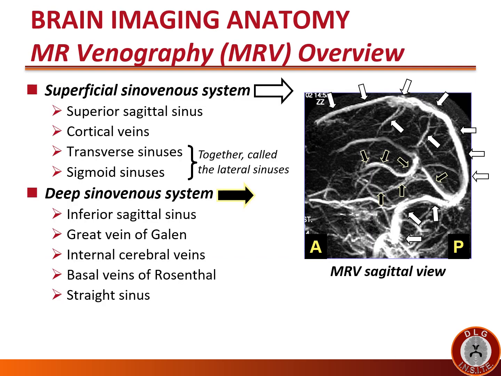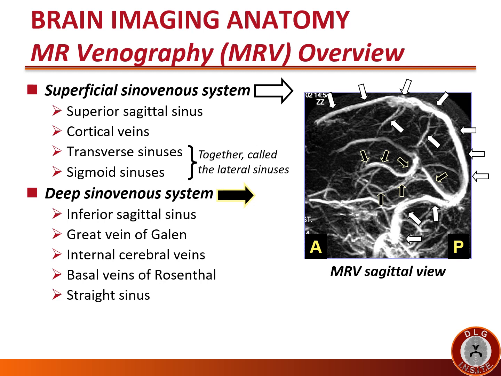Our next topic in brain imaging anatomy is the cerebral sinovenous system, specifically as depicted on MR venography, or MRV. The cerebral sinovenous system consists of two components, the superficial system and the deep system.